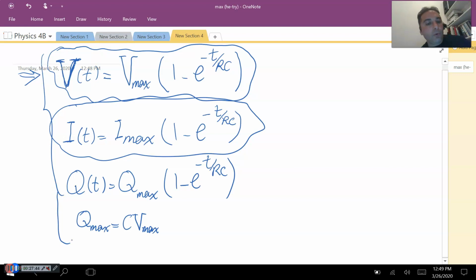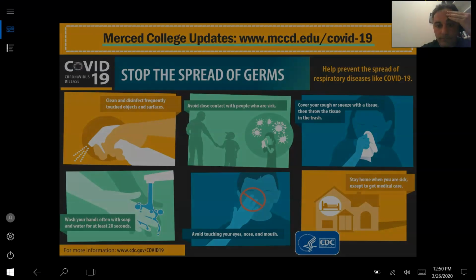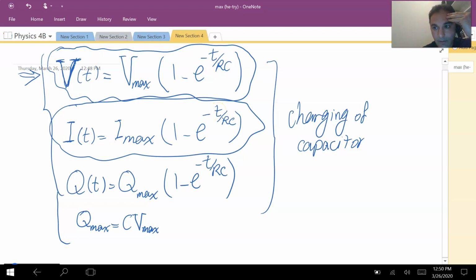These are four important equations, let's say, that we use in charging of a capacitor. In charging of a capacitor. Okay? Where did I go? Can't find my image actually. That's okay.